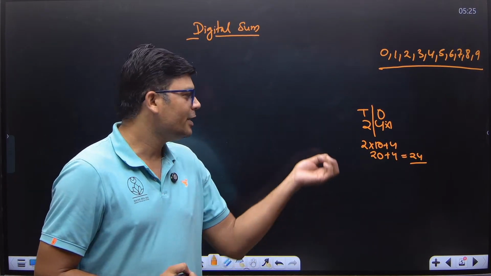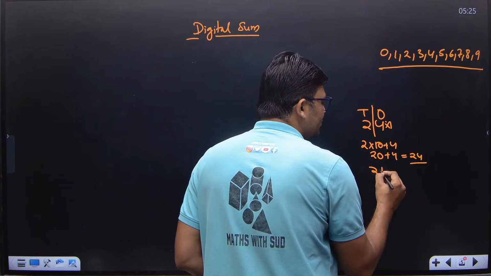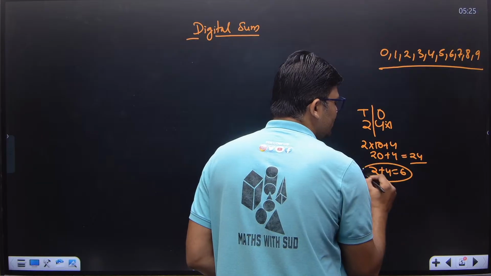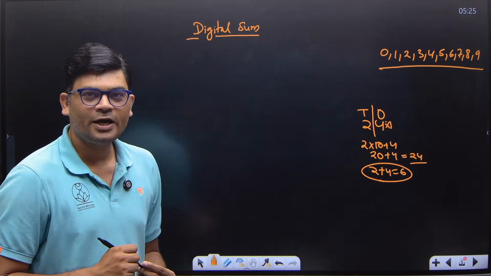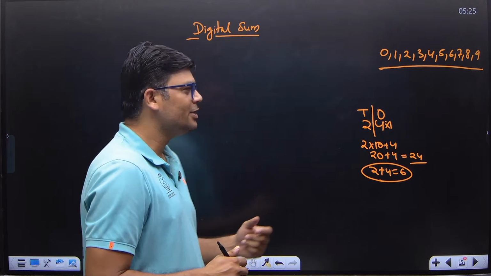If I ask what is the digital sum of this number, you just need to add the digits. What is 2 plus 4? 6. Okay, so let us play a game. I will ask you to add the digits and you have to tell me the answer.